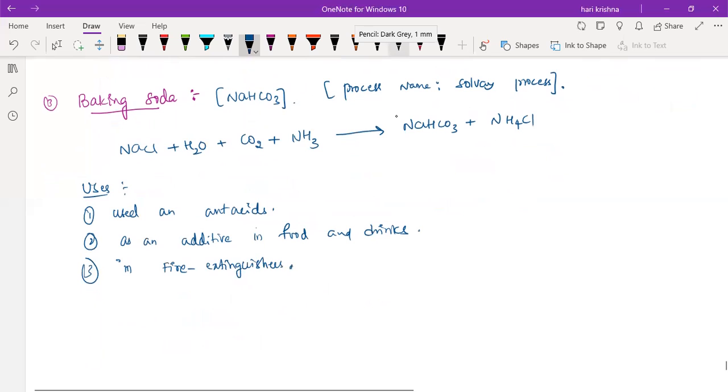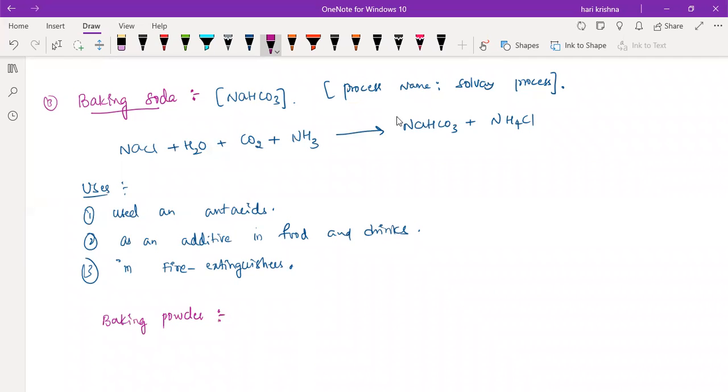See, baking soda is a base actually. Base means what? Bitter in taste, right? So we can't use the bitter taste in the preparation of cakes and all. Cakes are generally sweet in taste. So to avoid the bitter taste in the cakes, we add the baking powder, not the baking soda.